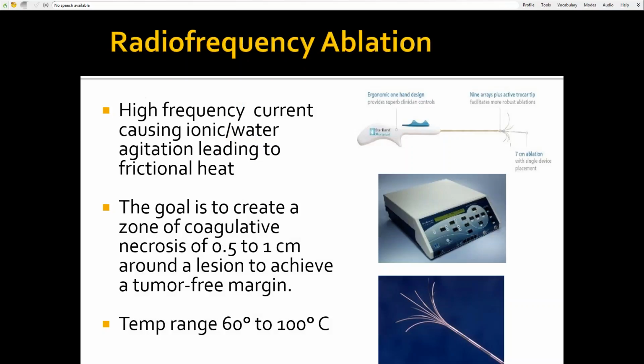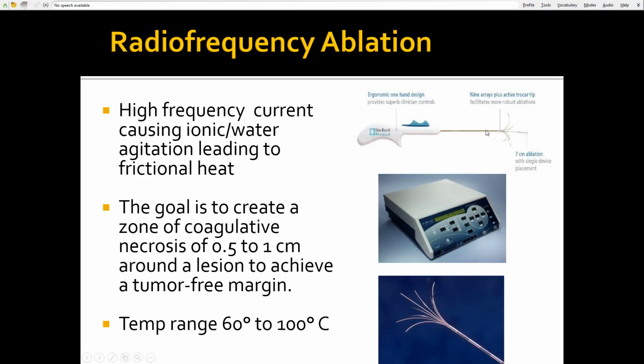So another basically bread and butter tool that the interventional oncologist is going to utilize is RFA. So RFA, radiofrequency ablation, has been around for a good 20 years or so now. And you're basically cooking, you're basically frying, you're heating up this tumor as much as you can to try and cause it to undergo necrosis. So it uses high frequency current, which causes an ionic water agitation and heat. And the goal is to, again, create coagulative necrosis in a margin around the tumor about 1/2 to 1 centimeter. And you cook it up to about 60 to 100 degrees Celsius.